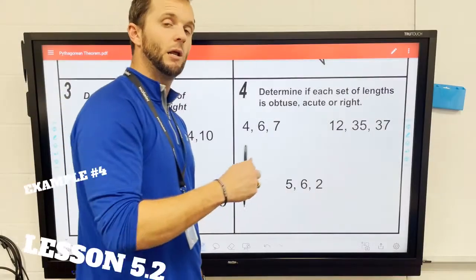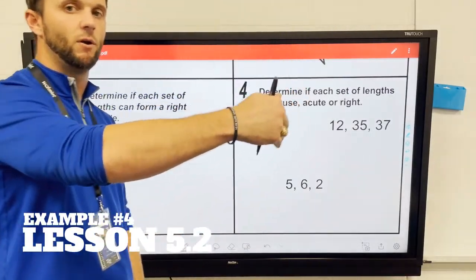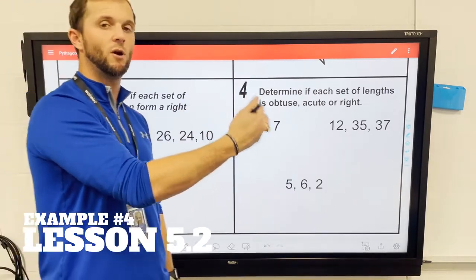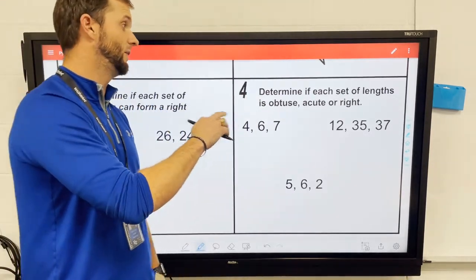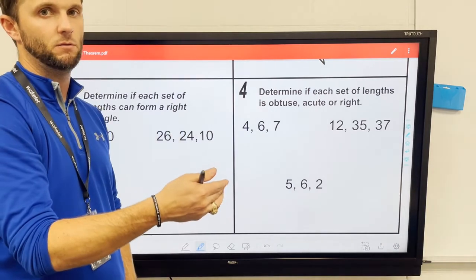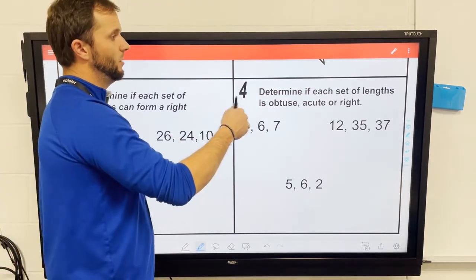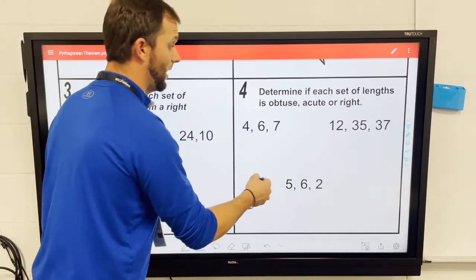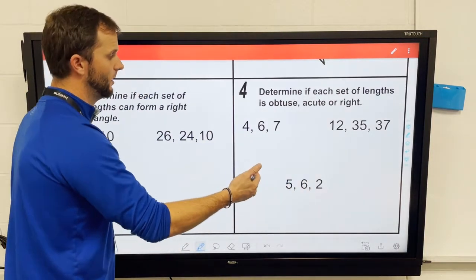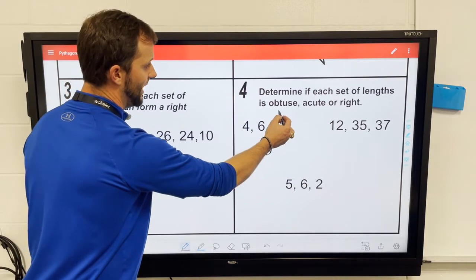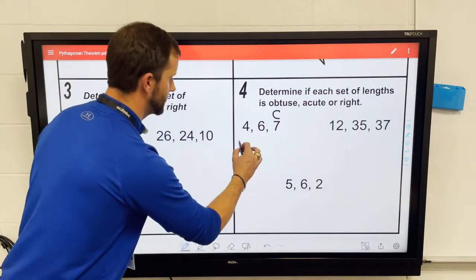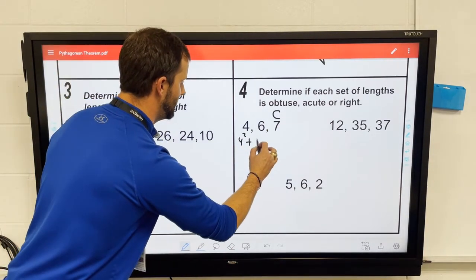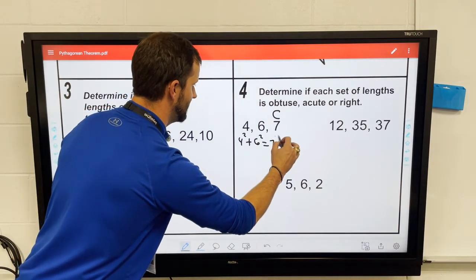Okay, so now on number 4, it's taking it a step further. I have to determine what type of triangle this is. So I have to figure out if it's obtuse, acute, or right. Okay, so here we go. It says determine if each set of lengths is obtuse, acute, or a right triangle. So again, I'm going to use the Pythagorean theorem. Remember, my longest leg is always your c value. So I'm going to do 4 squared plus 6 squared equals 7 squared.